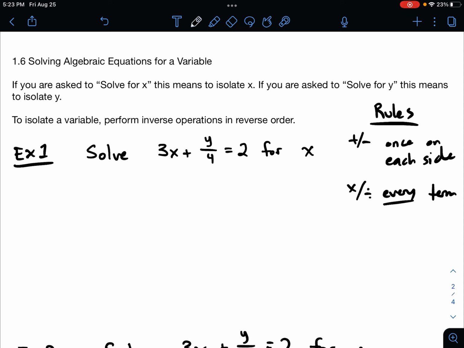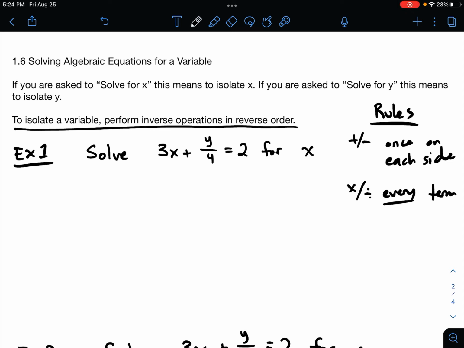So to isolate a variable, you typically want to perform inverse operations in reverse order, right? If I see plus, I want to do minus. If I see times, I want to do divide, right? Inverse operations. And then if I see that acting on a variable, we have multiplication and then addition in that order, I would want to reverse the order by using subtraction and division, okay?